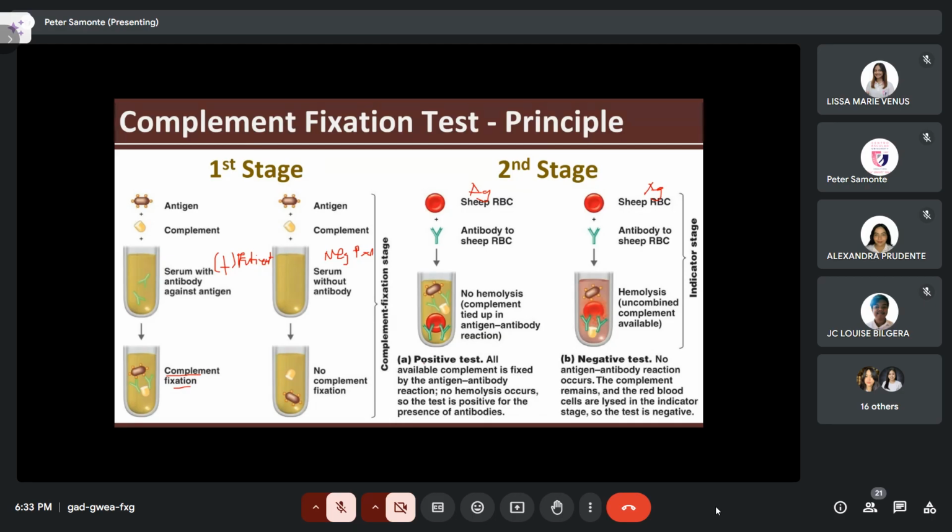So take note of the interpretation. Positive is that all available complement is fixed by the antigen-antibody reaction. No hemolysis would occur, therefore the test is positive for the presence of antibody. Pag negative test naman, no antigen-antibody reaction, the complement remains and the red blood cells are lysed in the indicator stage, so the test is negative.